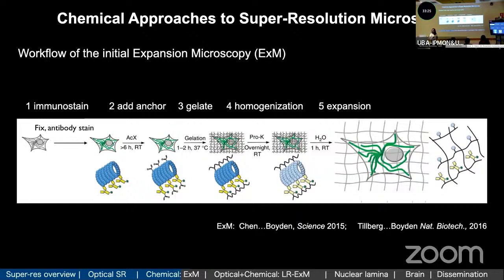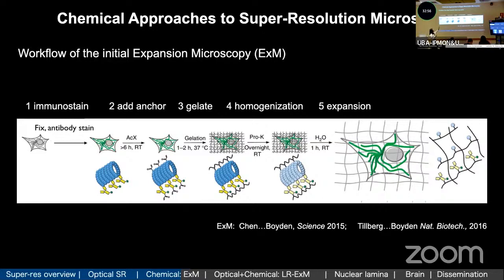Of course, you don't want to induce any distortion of your sample. Otherwise, there's no point in imaging them after expansion. So to ensure isotropic expansion, the initial expansion microscopy developed by the Ed Boyden lab has these five steps. The first step is just regular immunostaining, optimized in your own lab for your own organelle or protein. And the second step is the anchoring step.